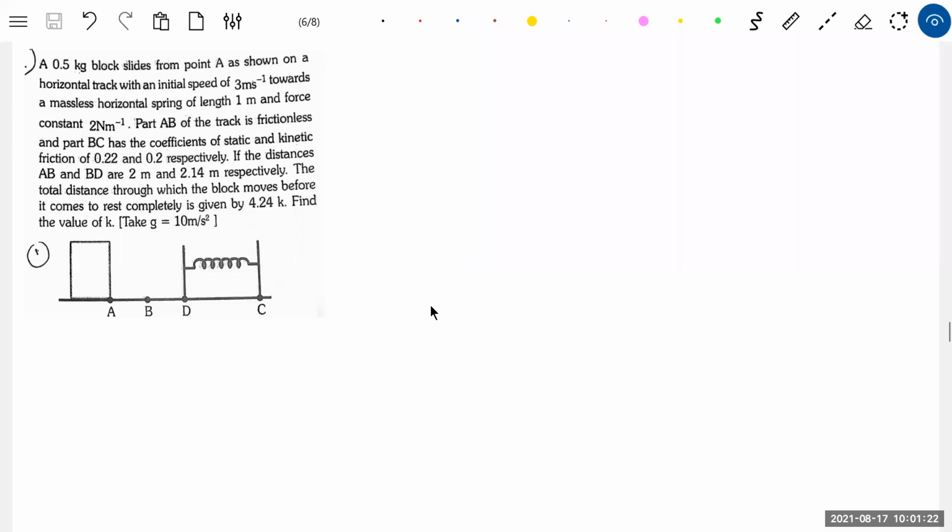Read the question. All of you, please make a habit of reading the question. The best thing is to read the question and understand the situation given. It'll be much easier.